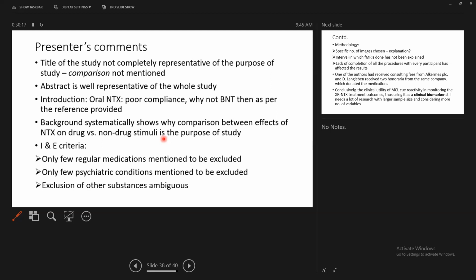Background systematically shows why comparison between effects of XR-NTX and oral naltrexone is the purpose. Fine. In inclusion exclusion, only few regular medications were excluded. Although they had excluded a huge lot of physical disorders, medications they had not excluded much. The glaring thing was that they did not exclude much of the substances. How come? Exclusion of other substances is very ambiguous. Very ambiguous. Only few psychiatric disorders were mentioned to be excluded. Fine.